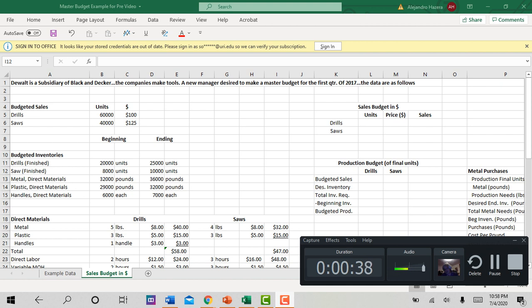One is how to make budgets for retailers. I'm not too interested in that. I'm more interested in how to make budgets for manufacturers, and that covers the topics on pages 323 through 331. I'll put this in the email.